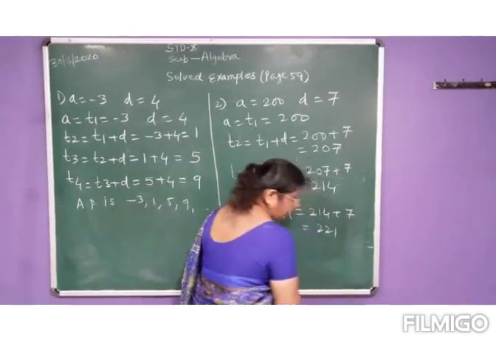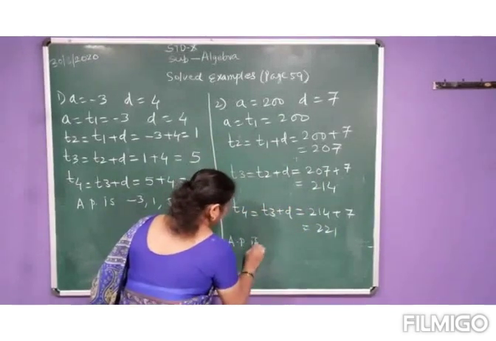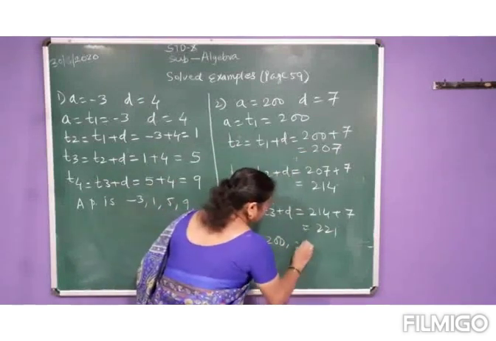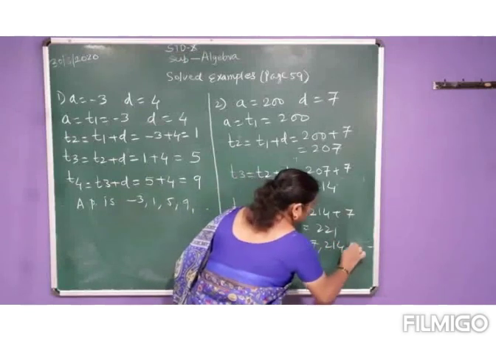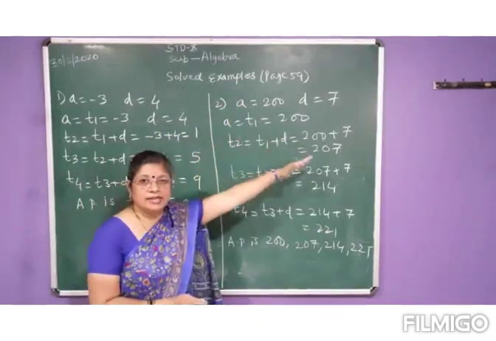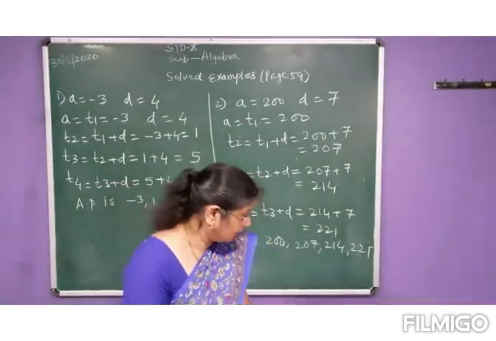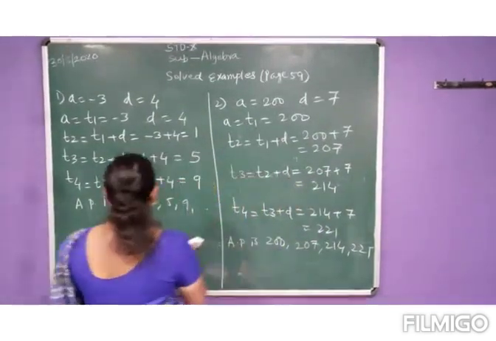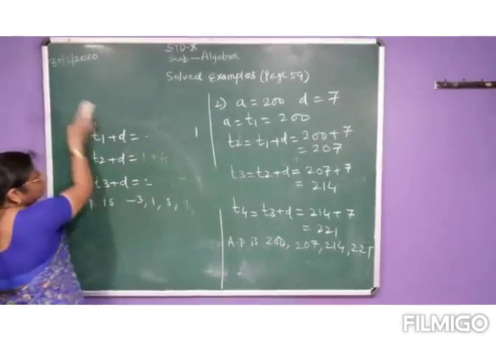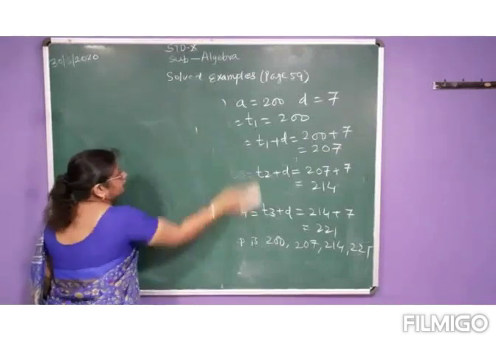That is 221. So what you can write over here is, therefore AP is 200, which is given, then 207, 214, 221. So like that, when A value is given and D is given, you can find out and you can write down an AP. Now we will go for the, have you understood this? Now we will go for the third sum. How to solve the third sum, that we will see.